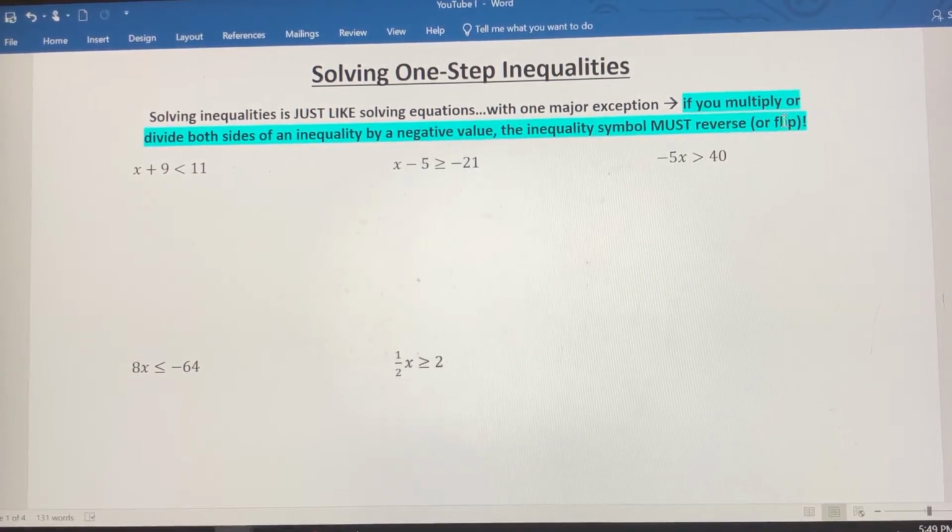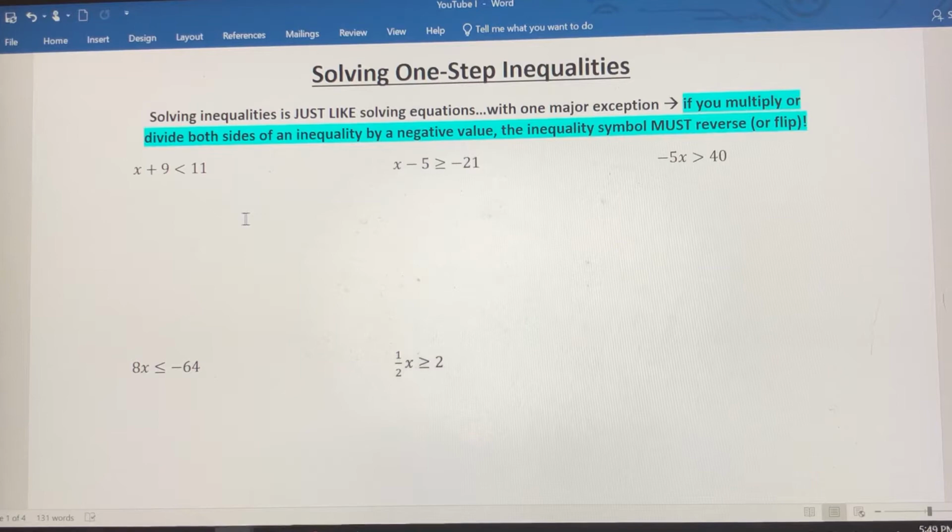There are thousands of proofs out there to show why this is the case. I'm not going to go through that here. I've got 5 different examples that cover a little bit of everything you might see when solving one-step inequalities. First one: x plus 9 is less than 11.